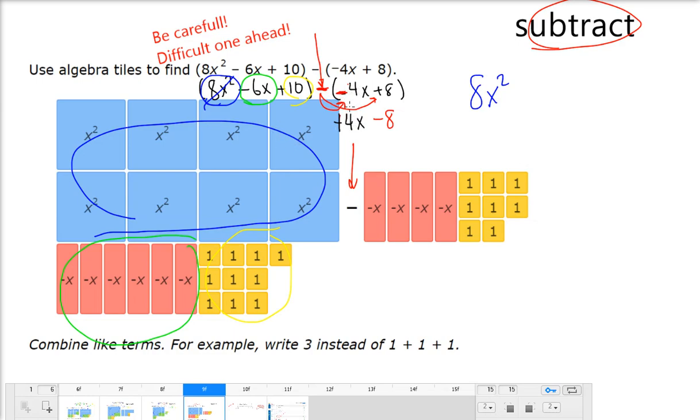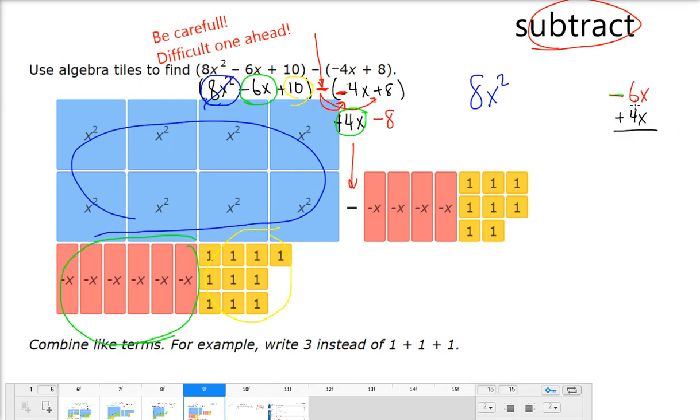All right, so let's see. There's no 8x squares that we subtract, so we just keep them the way they are. So that's the first one. Now let's do the red ones. What is negative 6x plus 4x? We start with negative 6x, and we're going to add 4x. So let me write it here: negative 6x's and plus 4x's.